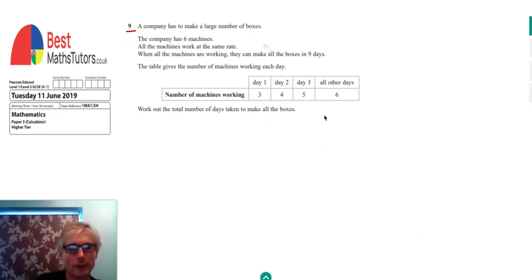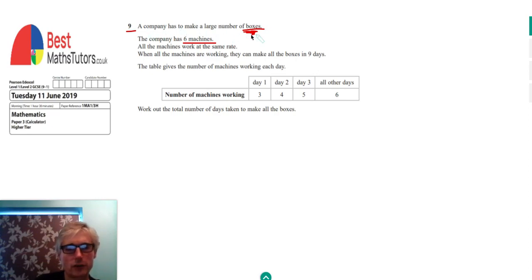So this is question 9, and it's a word problem. We've got a situation where a company has 6 machines, and we've got to work out how many days it's going to take to make all the boxes. So this is a machine which will make boxes. These word problems can be a little bit confusing because the questions can be very different. We can't just learn how to do one question and then that would show us how to do all of them. We've just got to get into the habit of reading the question very carefully.